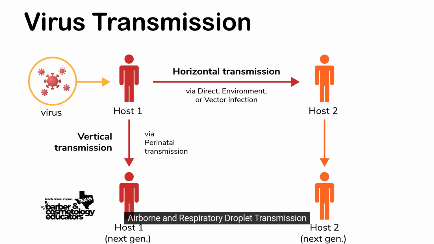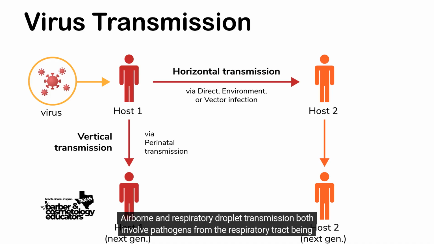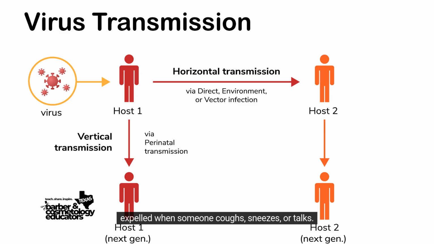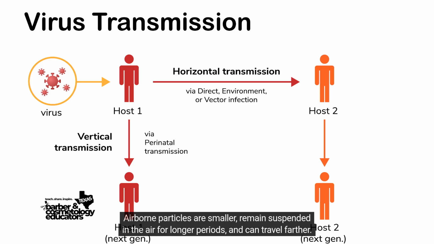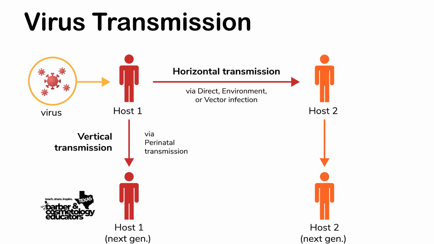Airborne and respiratory droplet transmission both involve pathogens from the respiratory tract being expelled when someone coughs, sneezes, or talks. The difference lies in particle size and behavior. Airborne particles are smaller, remain suspended in the air for longer periods, and can travel farther. Respiratory droplets are larger, fall more quickly, and can be more effectively controlled with barriers such as masks. A common example is influenza.